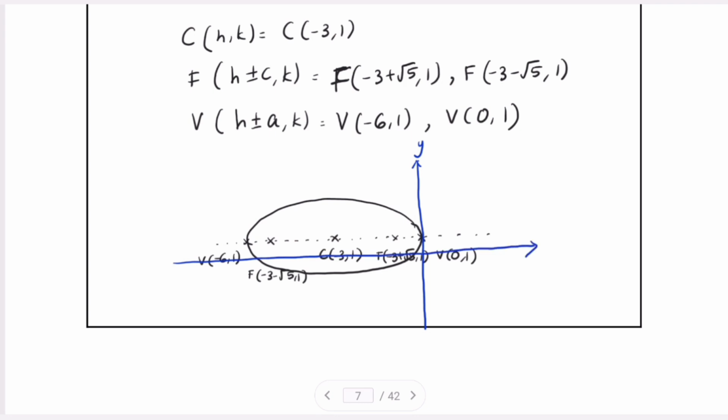And this will be your x-axis. So here is your ellipse.